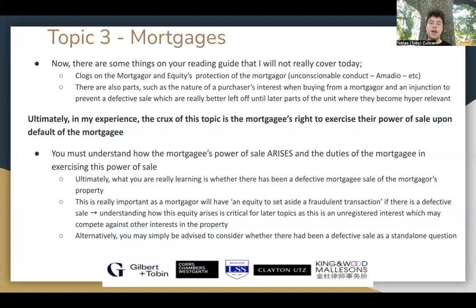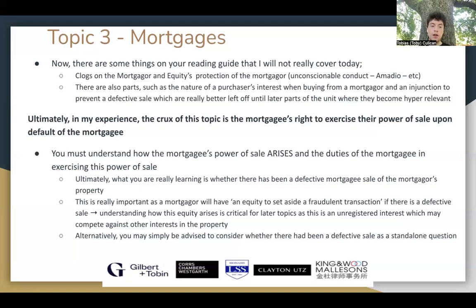The other parts, such as the nature of a purchaser's interest when buying from a mortgagor and an injunction to prevent a defective sale, which can be sought by the mortgagor, are really better left off until later parts of the unit, in which case they'll become hyper relevant. I can't really teach it to you in sufficient depth without you going through the other topics first. So, yeah, that'll be my approach.